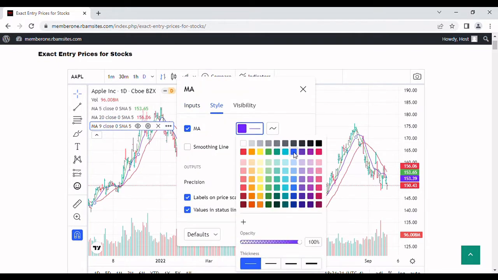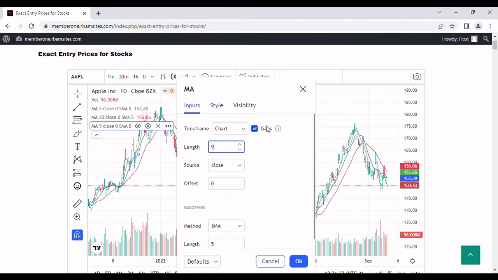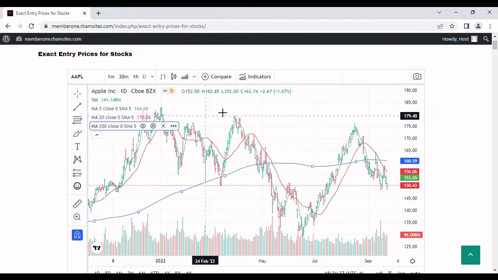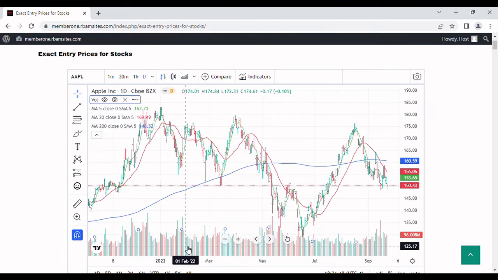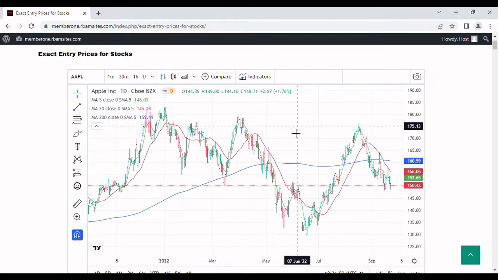And what we're doing is setting up 3 moving averages. I'm going to recap here real quick. We have a blue 200-day moving average, a red 20-day moving average, and a green 5-day moving average. Now, all these big bars down here, these are volume. We're going to get rid of those. So now we have a clean chart of Apple.